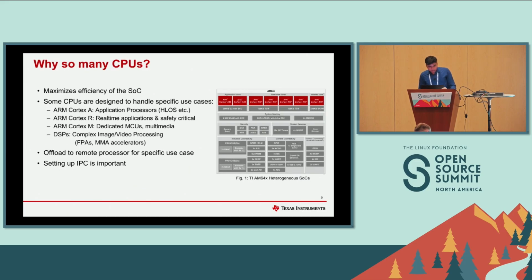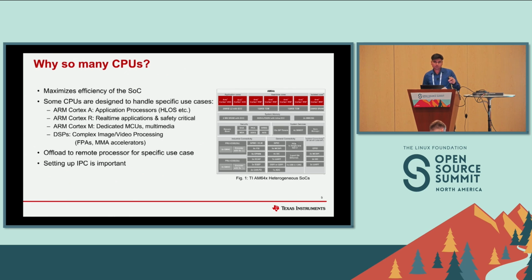Right. So basic slide. Why do we have so many CPUs in our heterogeneous SoCs? This is an example of an AM64 SoC from TI. It has around 7 cores. We have 2 application, 4 real-time, and 1 isolated core. So it's just to maximize the efficiency of the SoC, right?